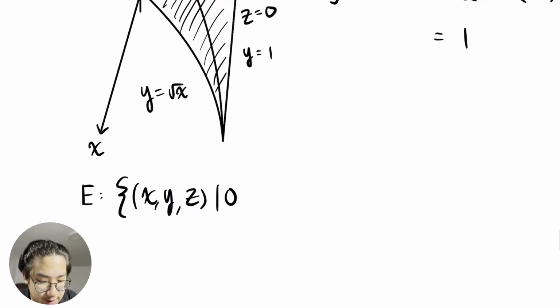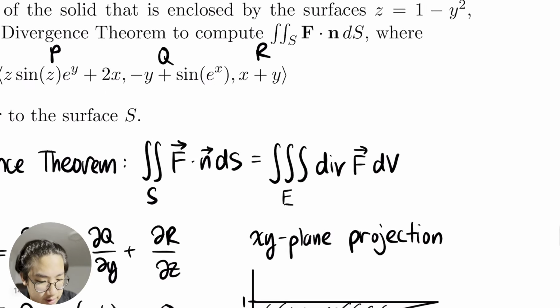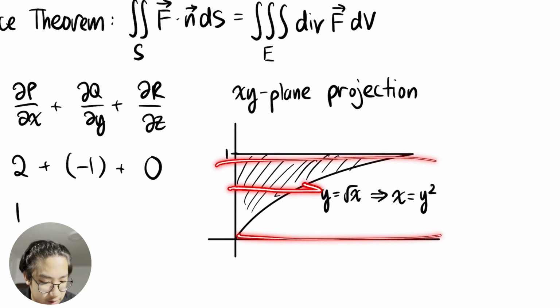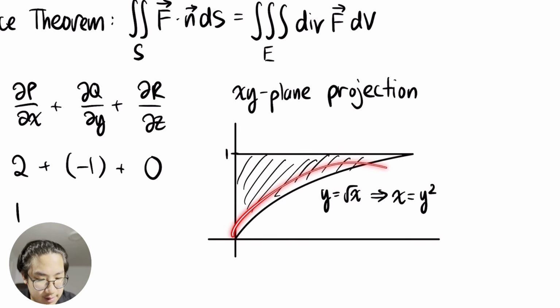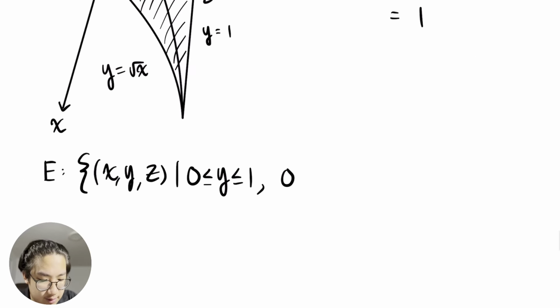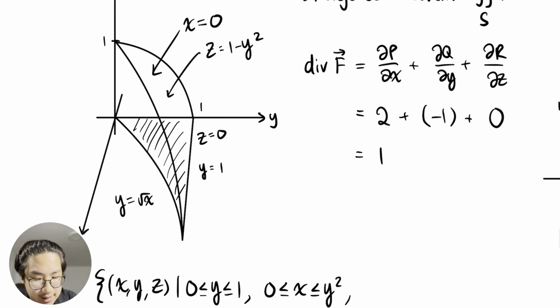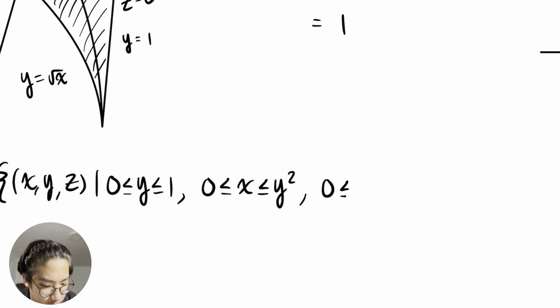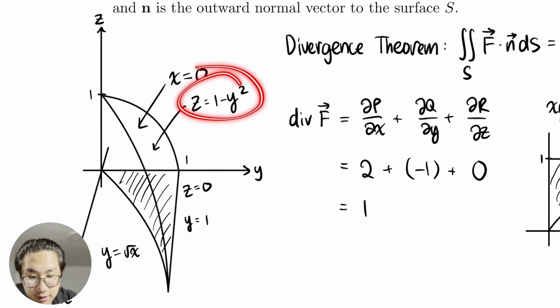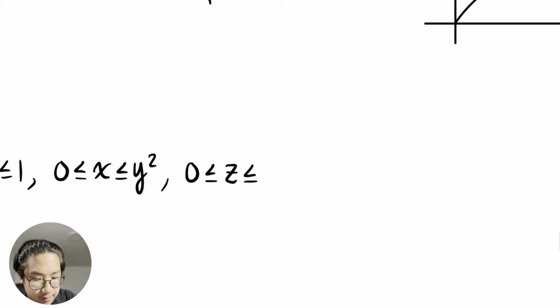So y goes between 0 and 1. For x, we can take a look here. Start from the bottom, go to the top. This is x is equal to 0, and this is x is equal to y squared. So x is between 0 and y squared. And finally for z, we know that z equal to 0 is just the xy plane, which is precisely where the bottom is, so we start at 0. And then the function on top is conveniently 1 minus y squared.